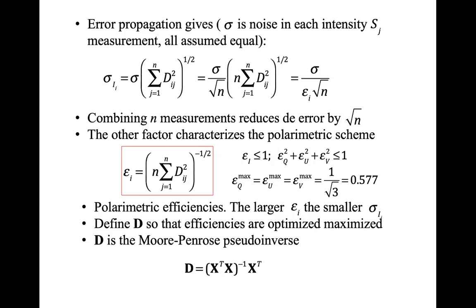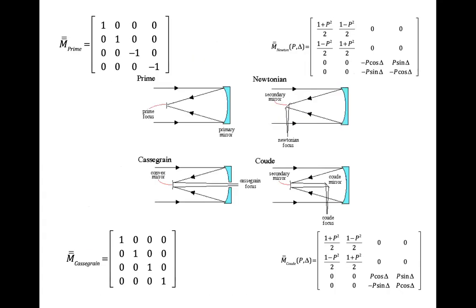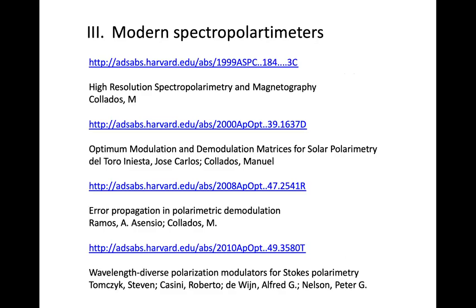What you are doing is actually selecting, from all the potential modulation matrices, the one that gives you the highest signal to noise. The reference that explains this in detail is the one by Jose Carlos del Toro Iniesta and Collados. So it's all described there.